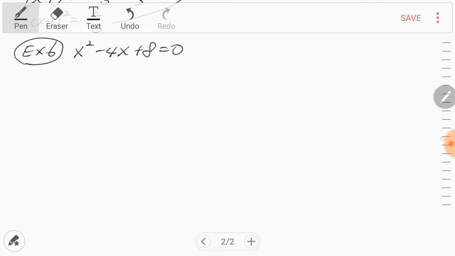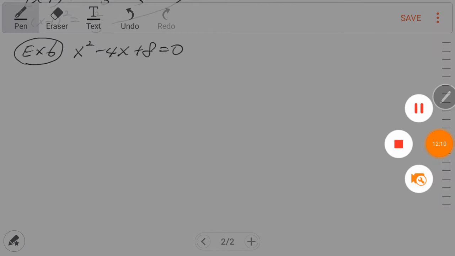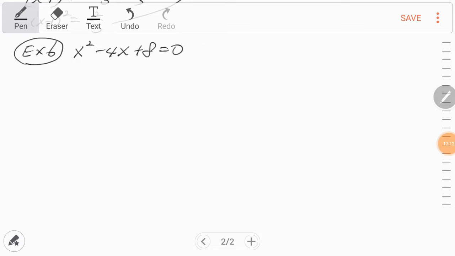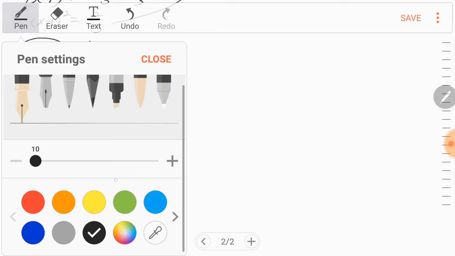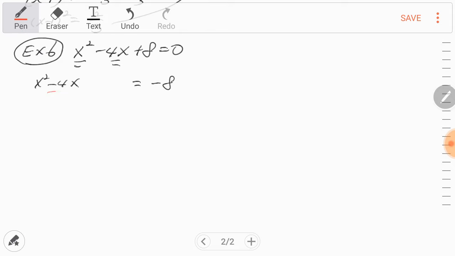Okay, let's solve this one by completing the square. The leading coefficient is 1, so we will just use these two terms, and we don't need this plus 8. So move plus 8 to the right, then there will be minus 8. And then the third term is what? Divide negative 4 by 2, squared. That is equal to negative 2 squared. So that goes to the left-hand side, negative 2 squared, and also the right-hand side, negative 2 squared.